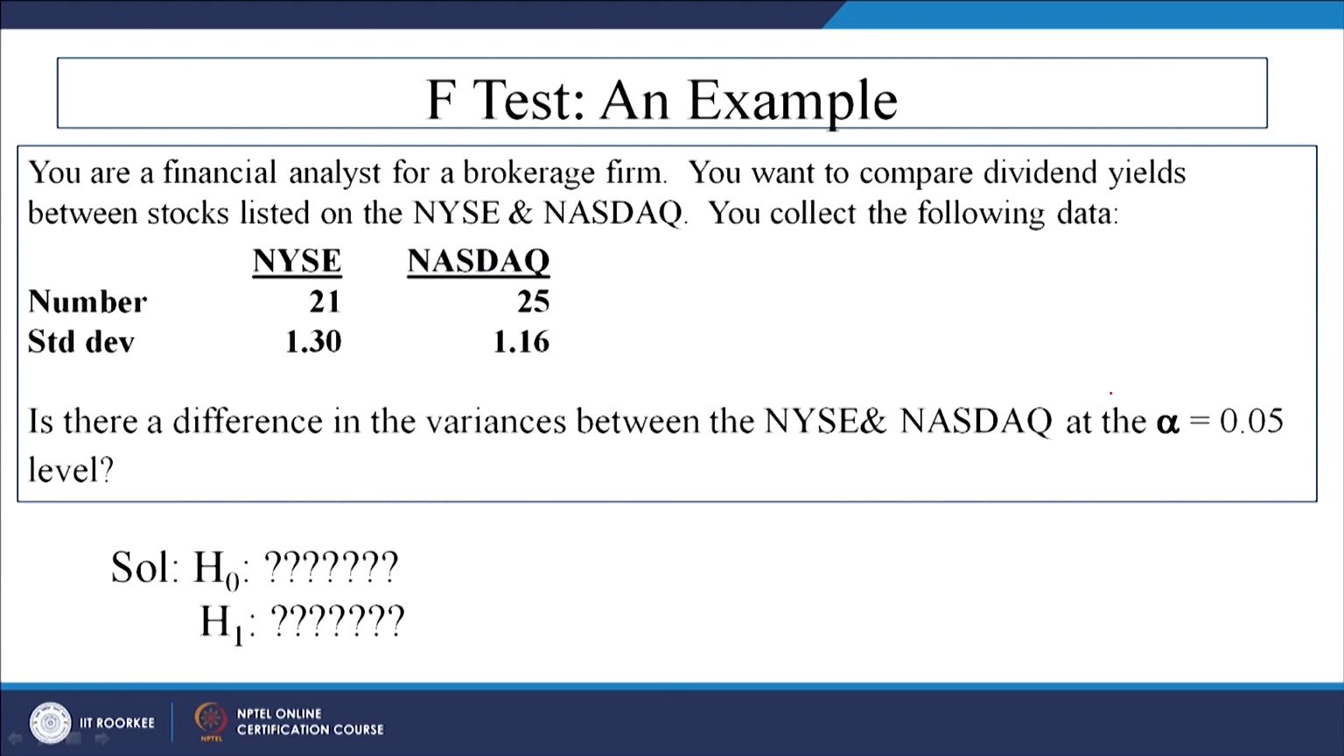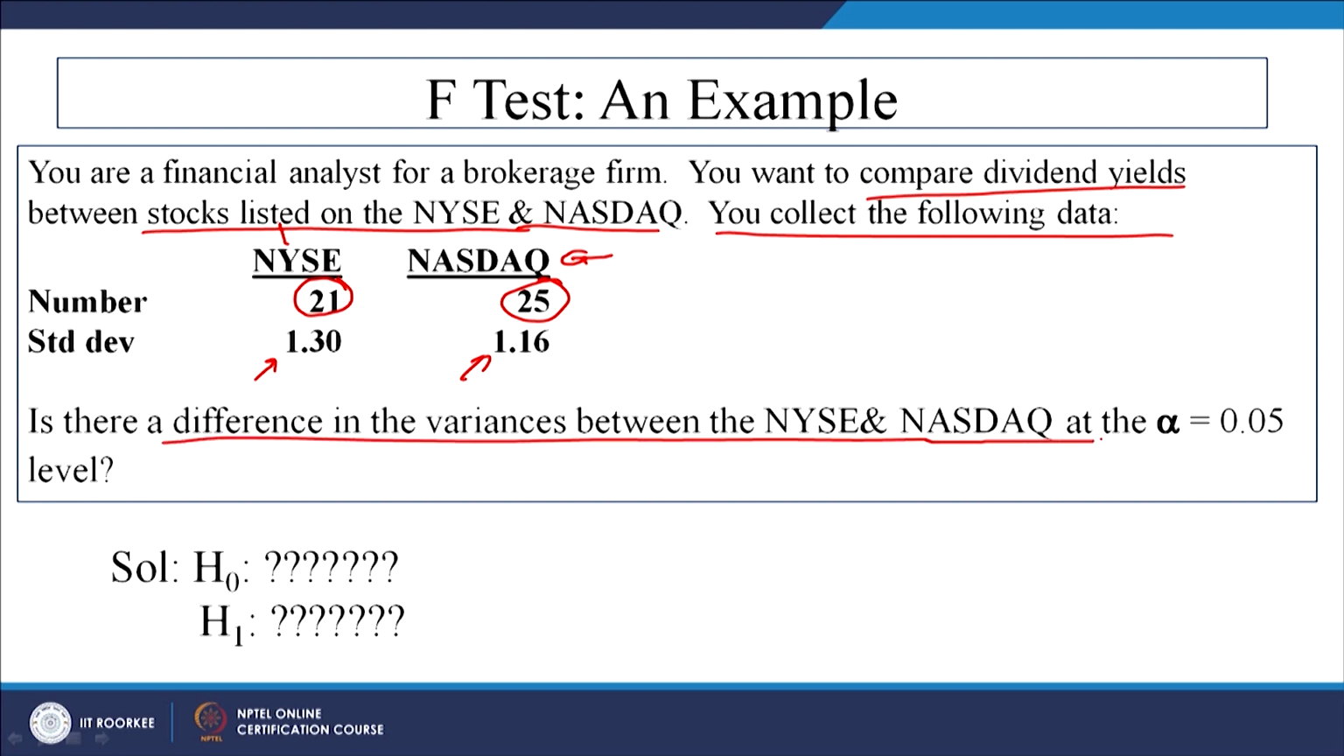So, let us look at this question. You are a financial analyst for a brokerage firm. You want to compare dividend yields between stocks listed on the New York Stock Exchange and Nasdaq. You collect the following data. So, 21 stocks from here and 25 stocks from Nasdaq, and standard deviations 1.3 and 1.16. Is there a difference in variance between these two?